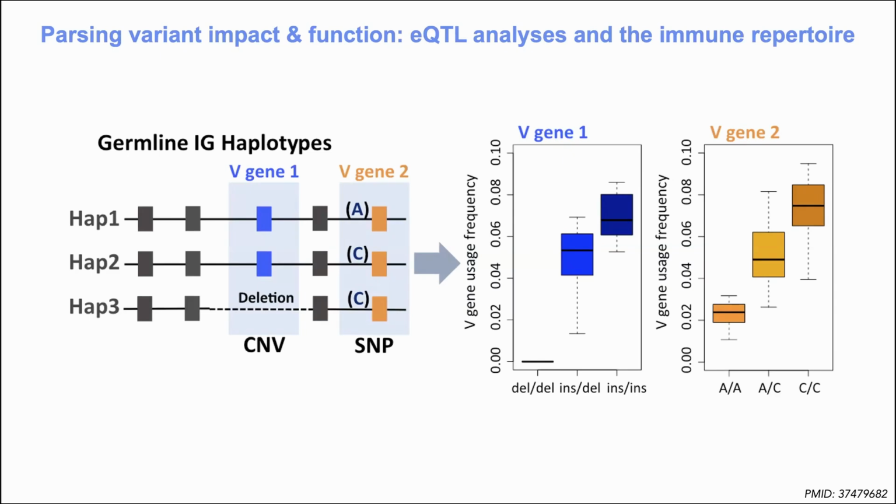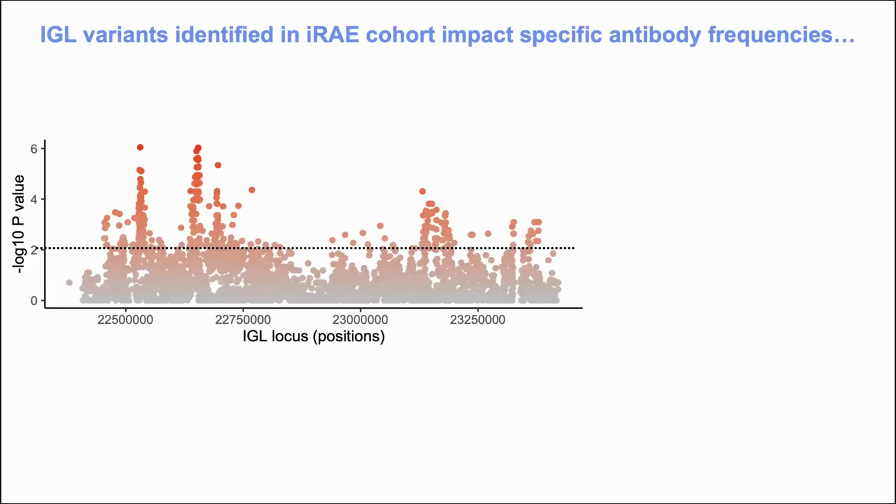So we wanted to look at those variants we found in our IRAE cohort and see if we could impute or infer any function from those variants. So we're going to zoom in here on just the IGL.